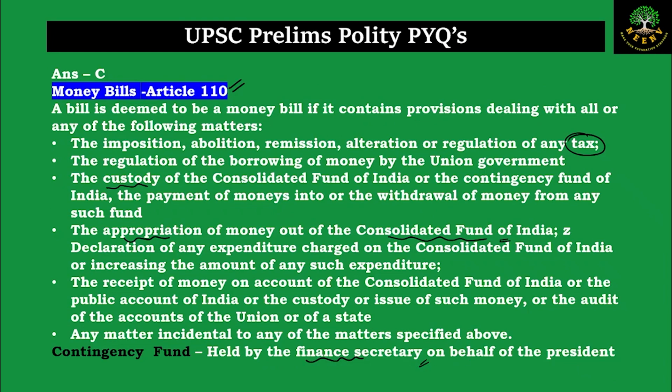Also, it covers any receipt of money into the Consolidated Fund of India or the public account of India, or the custody of or issue of such money from the Consolidated Fund of India or the public account of India, or the audit of the accounts of the union government or the state governments. And also in the end, there is an open provision saying that any matters which are incidental to the above mentioned provisions. If the bill is dealing with these particular provisions, then it will be considered a money bill. Otherwise, it will not be considered as a money bill.